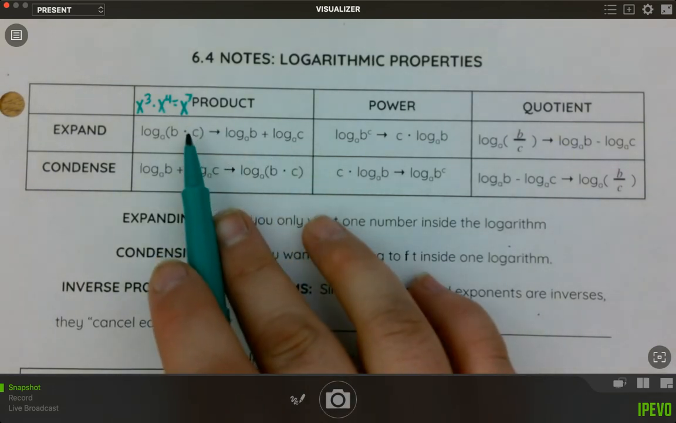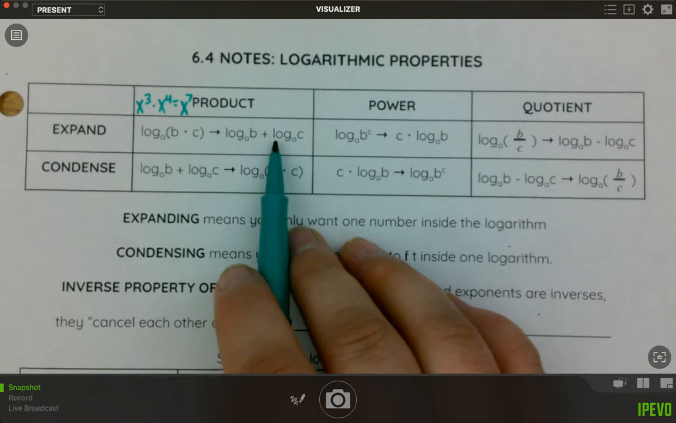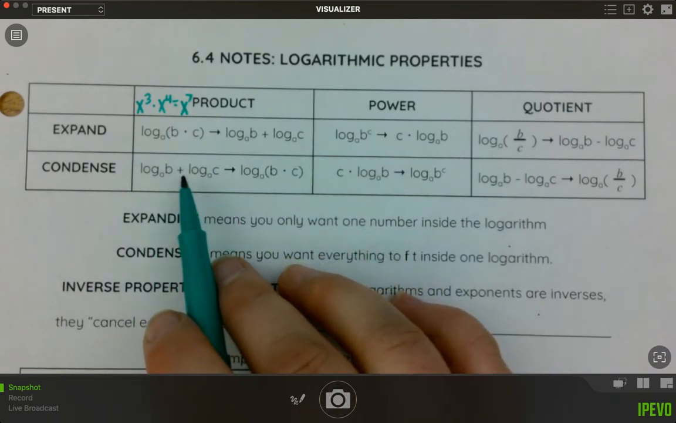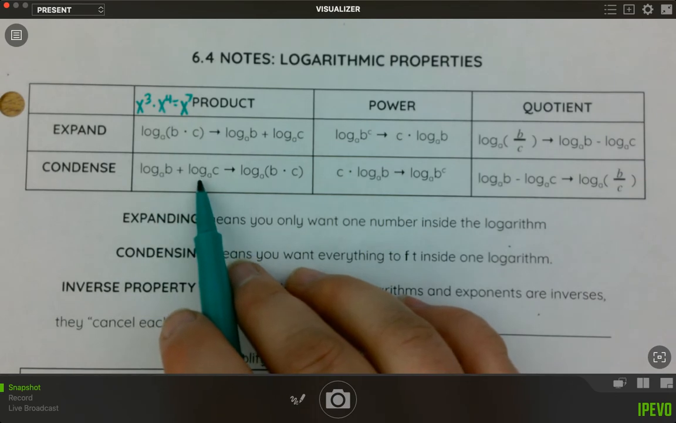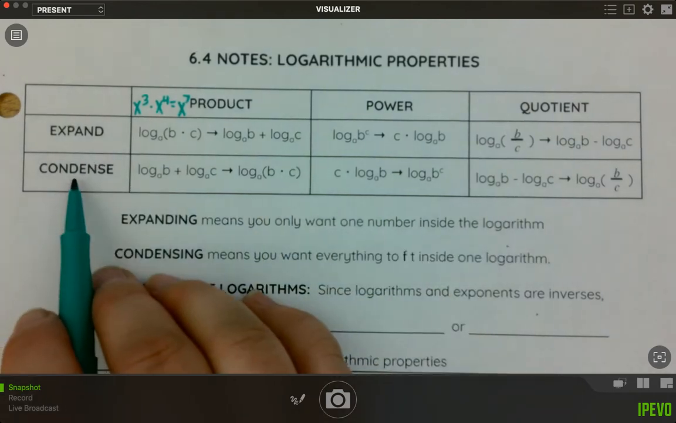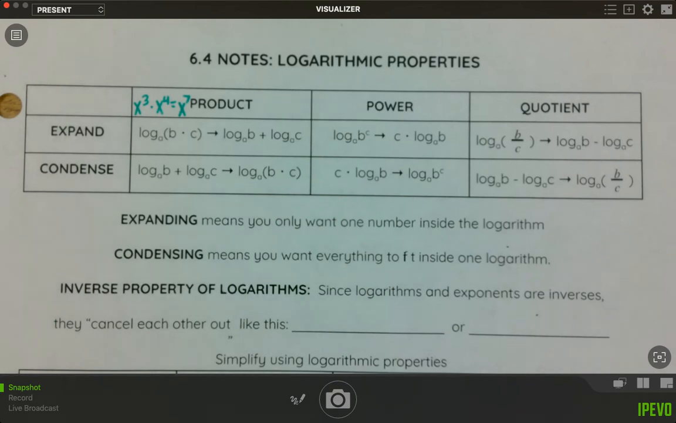So you have something being multiplied, you can split it up using addition. That's called expanding because you're splitting it out, splitting it up. If you have two things that are already being added together like this, you can also combine those into one and make it multiplication. So that's called condensing because you're taking two and mushing it together to be one, basically.